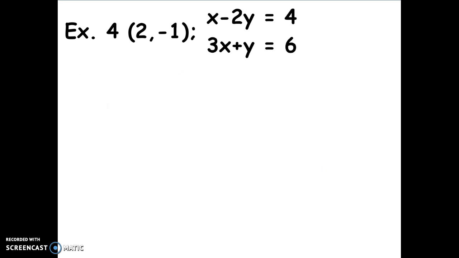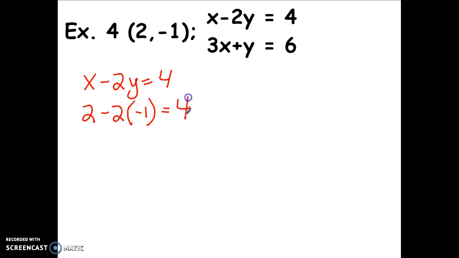All right, here's another one you guys are going to try by yourself. Pause the video so everyone has the opportunity to try it by themselves. Only press play once everyone has finished the problem. Okay, x minus 2y equals 4. In place of x, we'll put 2. In place of y, we'll put negative 1. Negative 2 times negative 1 gives us 2. And 2 and 2 gives us 4. All right, so it works for the first one.